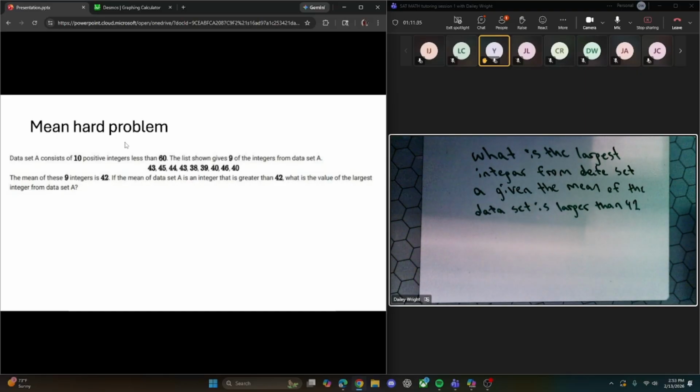Yes, Belle, you have your hand up. Do you have a question? Oh, okay. Can you put your hand down yourself? I can lower it for you. Okay. Alright.